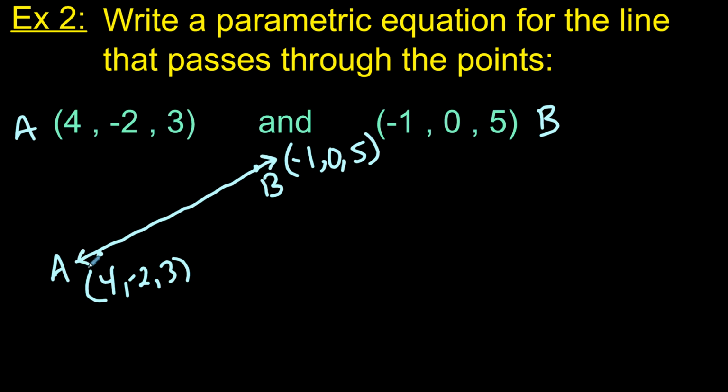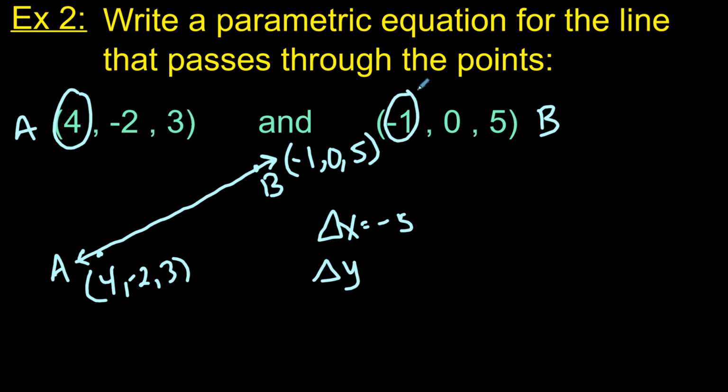There's a bunch of different points on this line, but 2 of the points that we know are A and B. So we can do kind of like how we ended off that last problem. We can look at what's happening from the x's. The x's are changing from A to B. They're going down by 5. So the change in x is down 5, and the way I got down 5 was from 4 to -1. That's a decrease of 5. Then the change in y from -2 to 0 is going up by 2. And the change in z from 3 to 5 is also going up by 2.